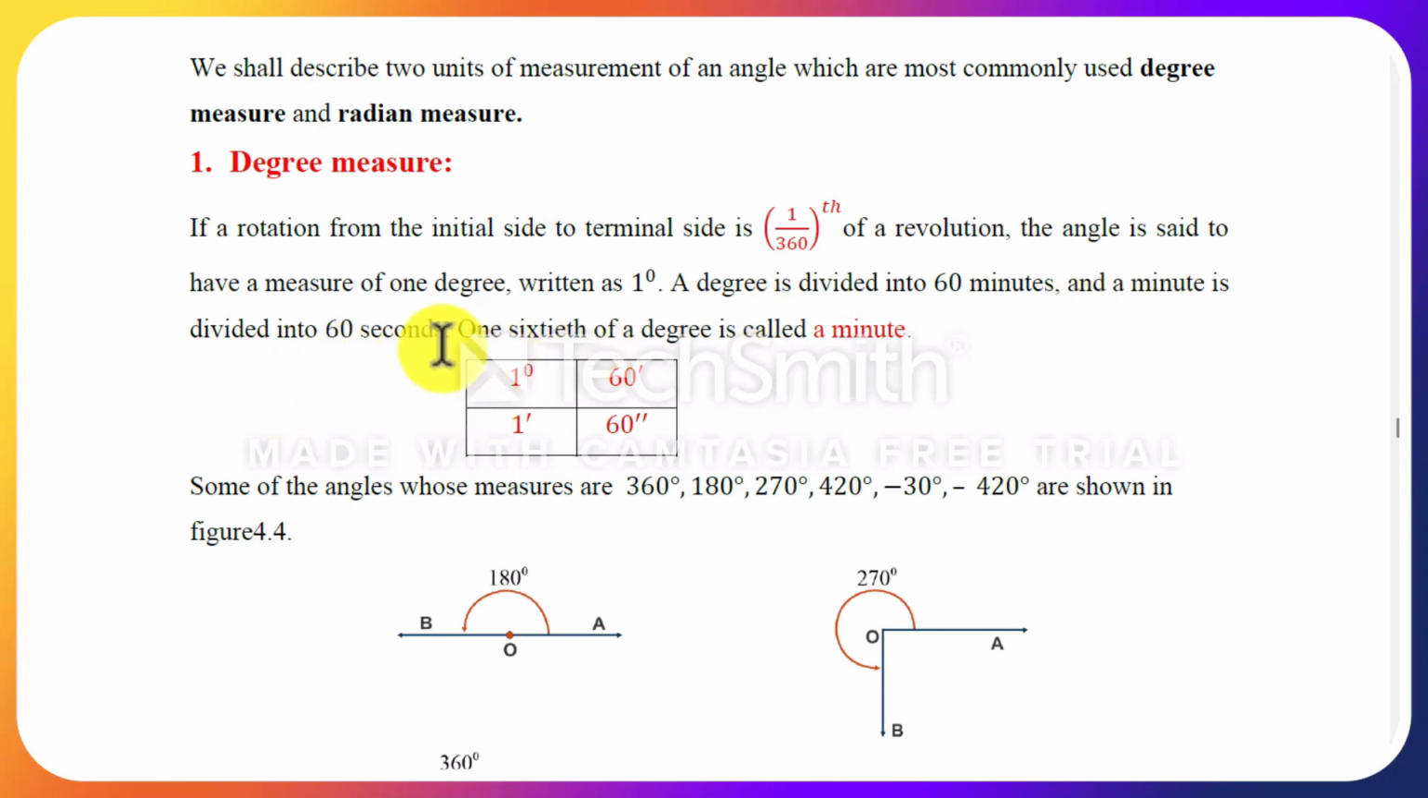Into 60 equal parts known as seconds. Therefore 1 degree is equal to 60 minutes. This is the symbol of minute. And 1 minute means 60 seconds.